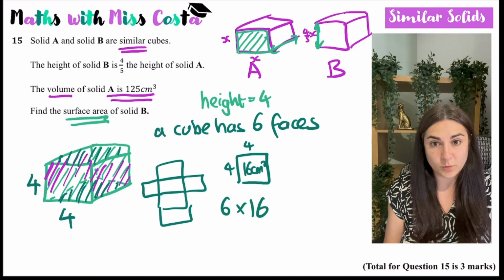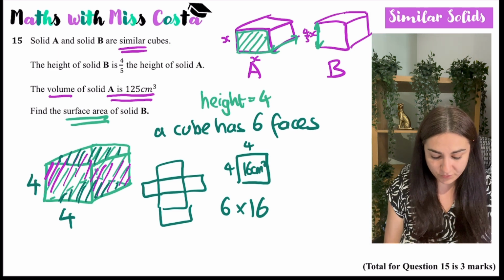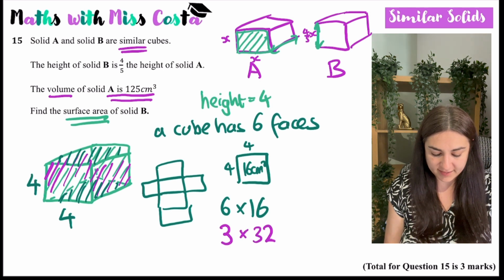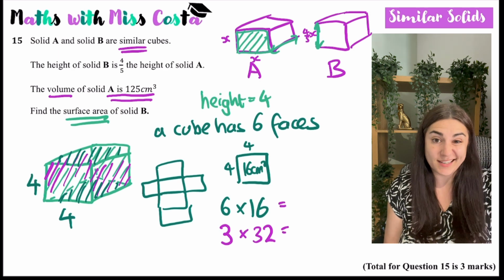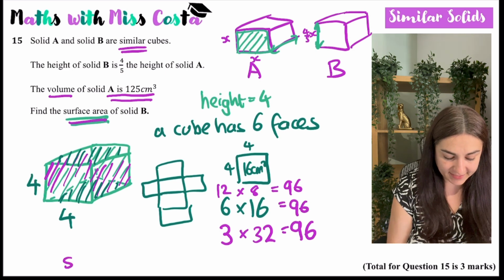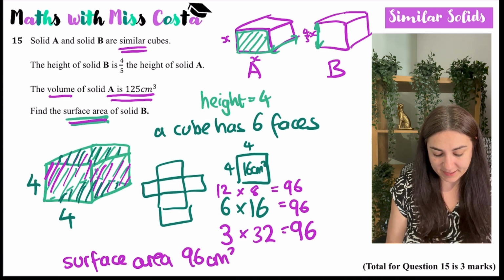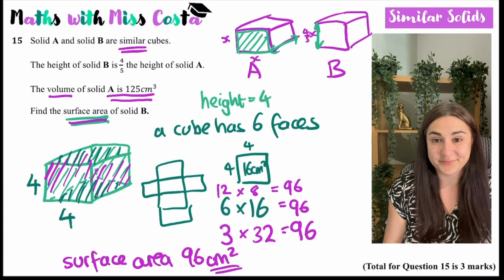I could do this using normal multiplication, or another really good non-calculator trick is the doubling and halving. If you double one part of the calculation, so let's double that to 32, and you halve another part, you end up with the same answer. So 3 times 32 is a little bit easier to do in your head. That would be 96. And you could have done it the other way. You could have doubled this, 12 times 8. That is also 96. So 6 times 16 is 96. So the surface area of solid B is 96 centimeters squared because it's an area.